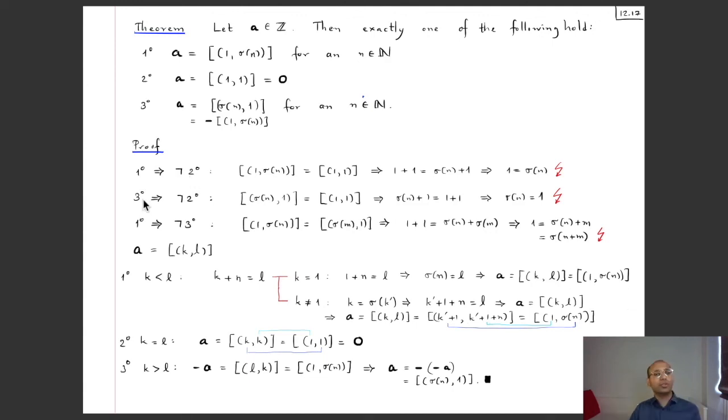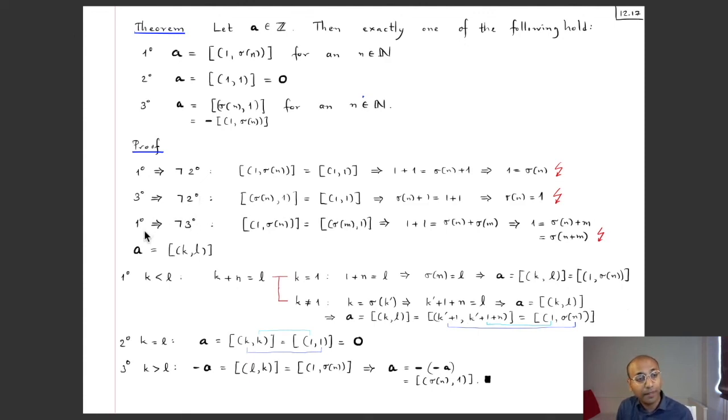Now let's show that if 3 holds, then 2 does not hold. Now if 3 holds and 2 holds, then we will have that this and this are both equal to A, so they are equal to each other. So this is equal to this one. That means that this inner thing is equivalent to this inner thing. So that means that sigma n plus 1 is 1 plus 1. Again, the 1 cancels, leaving sigma n is equal to 1, which is again a contradiction because 1 is not the successor of anything. Okay, so 2 cannot hold, so 3 implies that 2 does not hold.